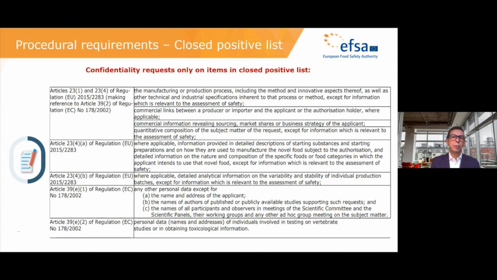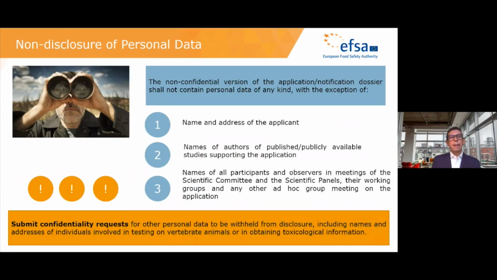As you will notice reading this positive list, some of these items, notably those mentioned in Article 23, paragraph 4, letter A, letter B, are relevant and valid only to the extent that the information is not relevant for the assessment of safety. This means that as soon as information on this list becomes relevant for the assessment of the safety of the food in question, a confidentiality request submitted with regard to this information will most likely be rejected.